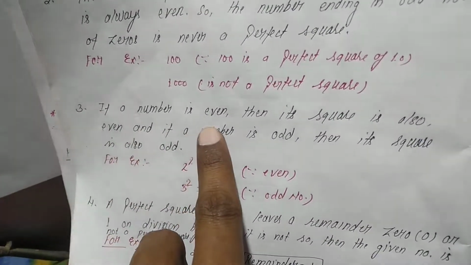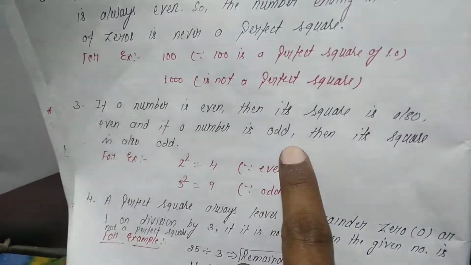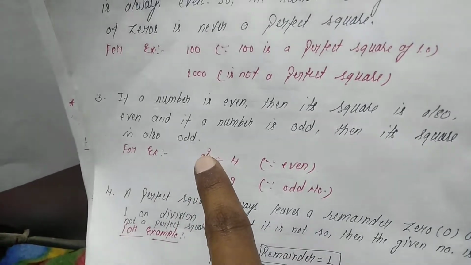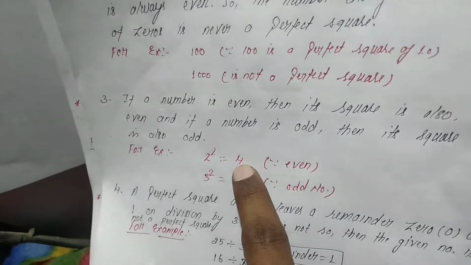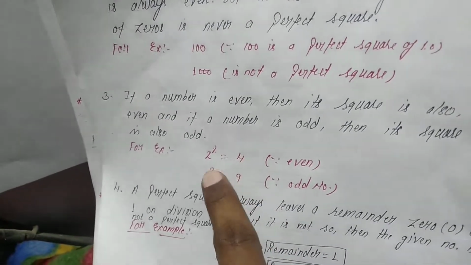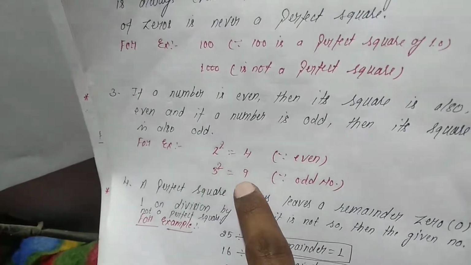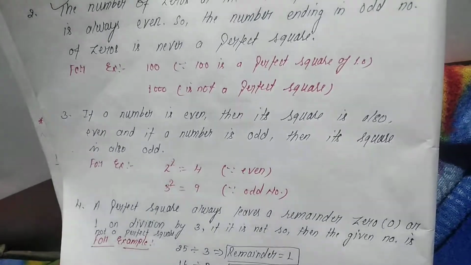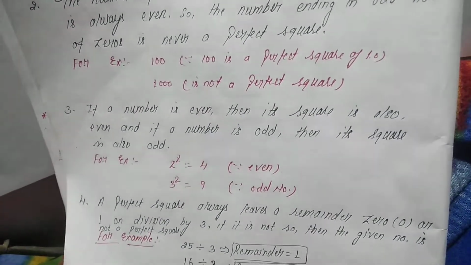Now see, moving to the third property. If a number is even, then its square is also even, and if a number is odd, then its square is also odd. See, square of 2, which is even, is 4, and its square is also even. Square of 3 is 9. So 3 is odd and its square 9 is also odd. In that way you can identify the square of even and odd numbers.